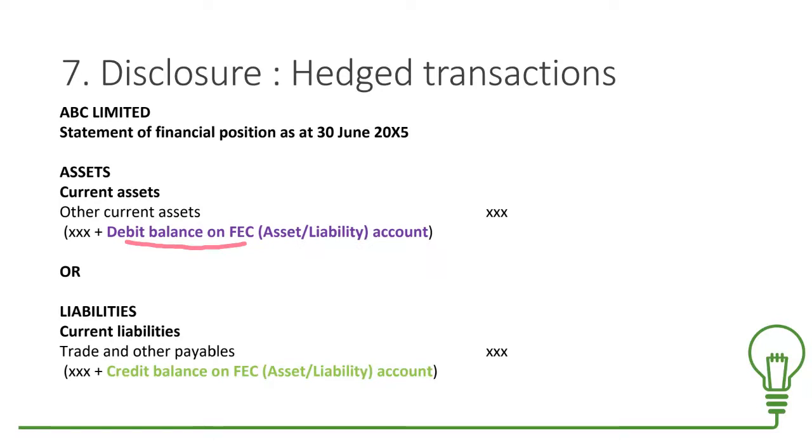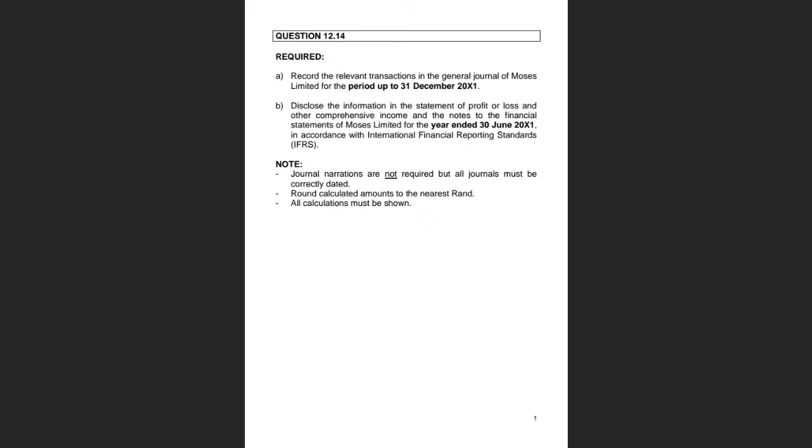Okay, so now I'm going to talk to you guys a little bit about 14.12. It's on page 168 of your textbook. So turn to page 168 of your textbook and let's have a look at 14.12. I've reproduced it here for our convenience. It says we must record the transactions in the general journal of Moses up to 31 December 2021.